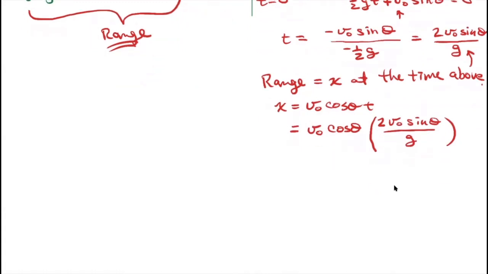Okay, then the rest is just a bit of algebraic simplification. I'm going to write this as script v naught squared because there's two of them. And then you'll see the 2 sine theta cos theta, which should remind you of a trig identity.